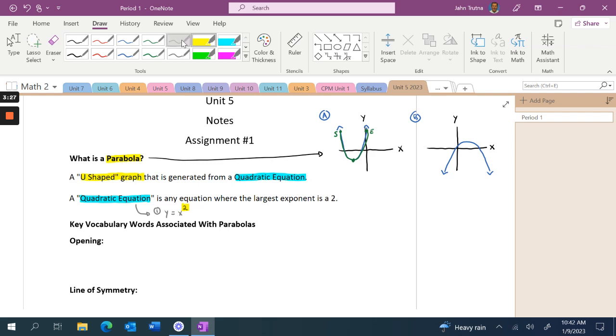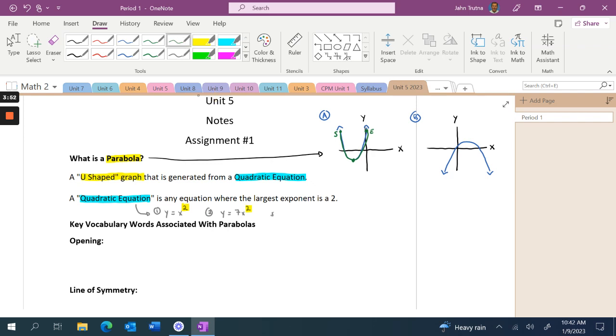So for instance, it doesn't matter if you have a coefficient in front of the x squared. So say if I had y is equal to 7x squared, the coefficient is 7. That doesn't affect the fact that it's a quadratic equation. As long as the largest exponent is a 2 there, then we have a quadratic equation.